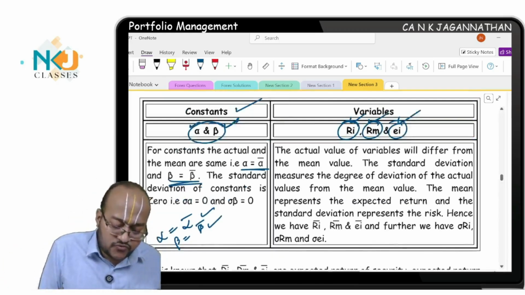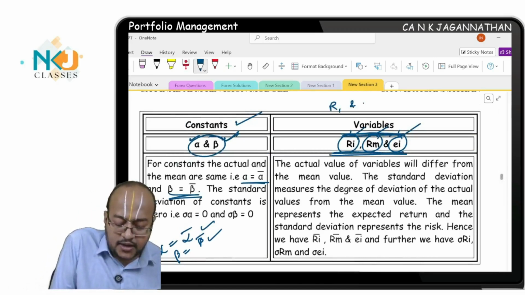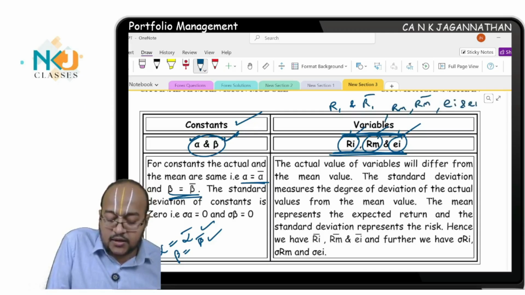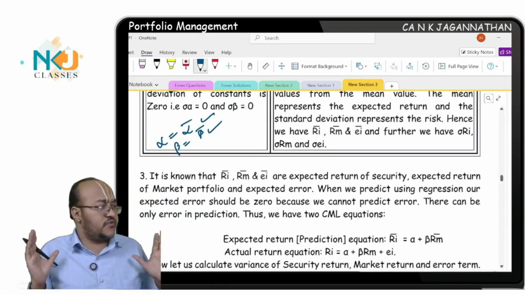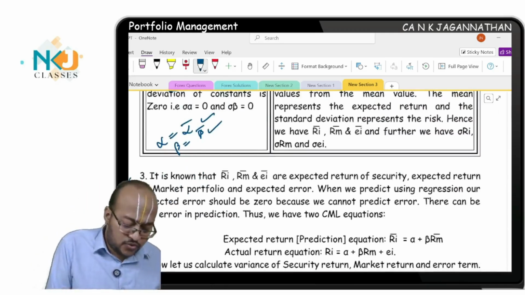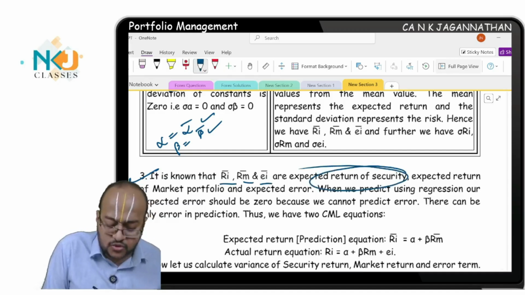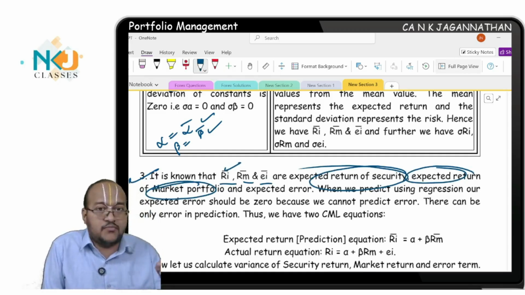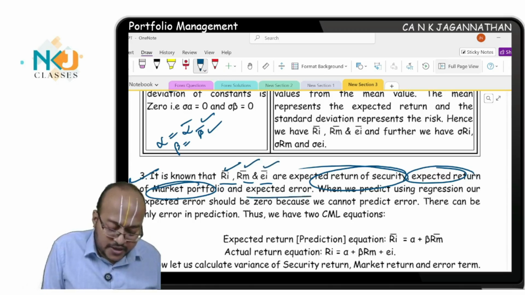Correct? Now, when it comes to variables, you need to understand 3 variables are there. So, you have Ri and Ri bar, you have Rm and Rm bar, and you have Ei and Ei bar. Like this 3 variables are there. Here Ri bar, Rm bar and Ei bar: expected return of the security, expected return of the market portfolio. What is Ri bar? Expected return of the security, mean return of the security. Rm bar is expected return of the market and Ei bar is expected error.